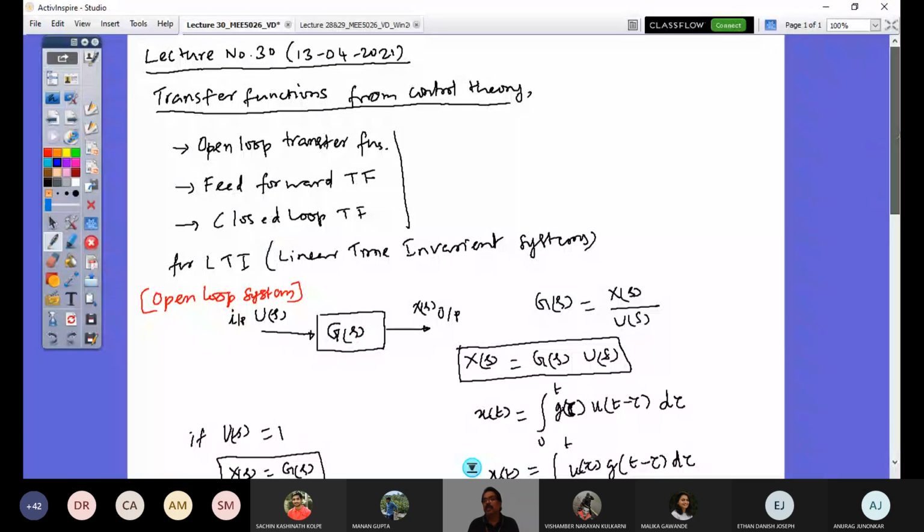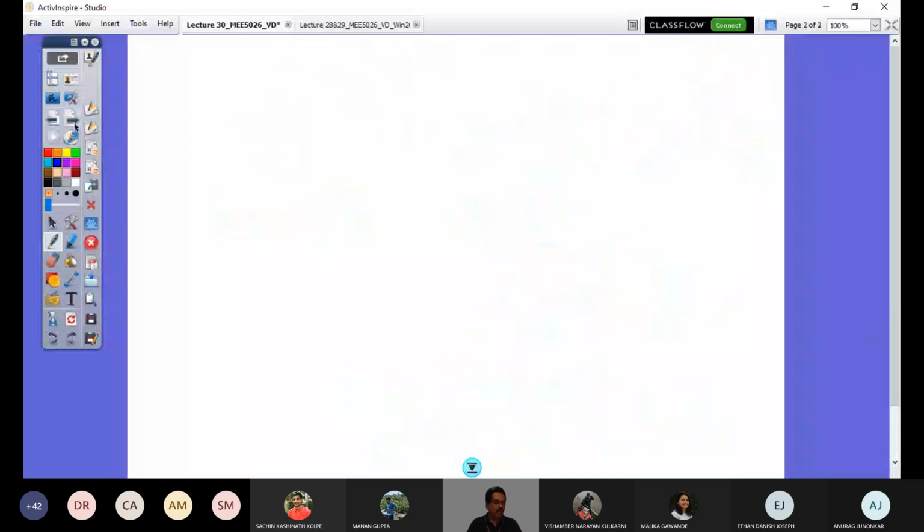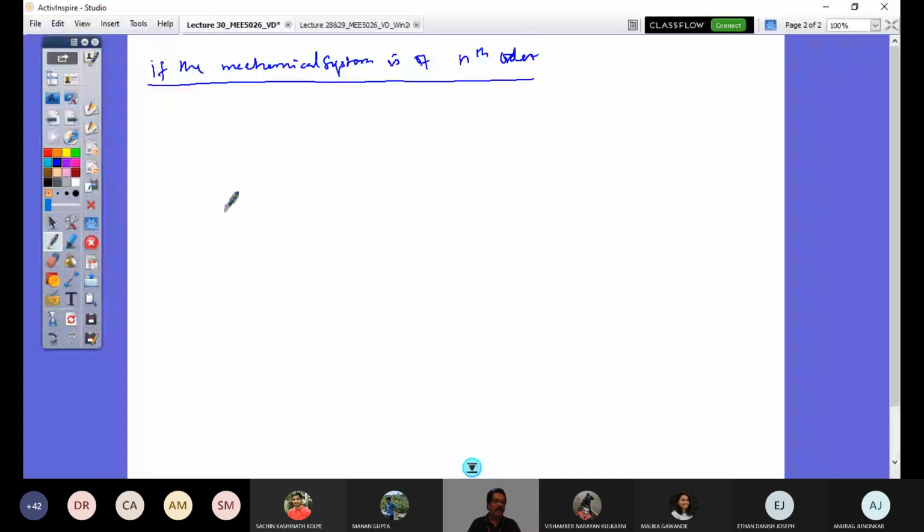Okay, so now let's continue doing that further. See, if I have my mechanical system as an nth order system, how do I represent an nth order system, right? So if the system is of nth order, how do I represent that by a differential equation? It is this.